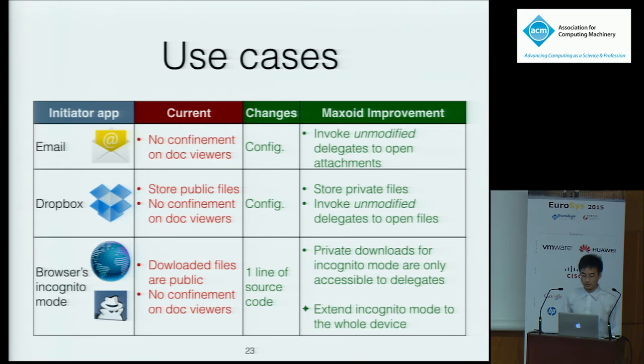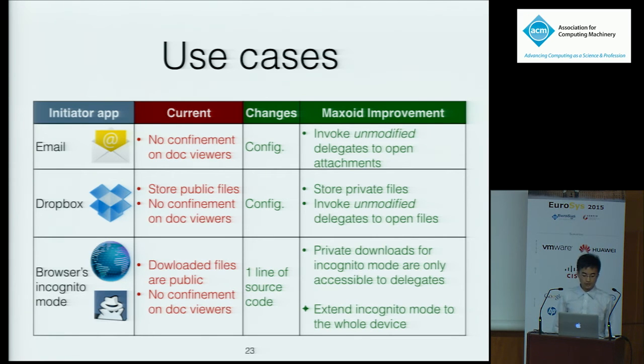First, for email, with Maxoid, it can confine the document viewers as delegates for the attachments. The nice thing about this scenario is that we only need to add a few lines in the static configuration file of this app, and we didn't modify a single line of source code. For Dropbox, Maxoid allows it to store the user's files privately and invoke delegates to open them. Again, we only modified the configuration file of Dropbox.